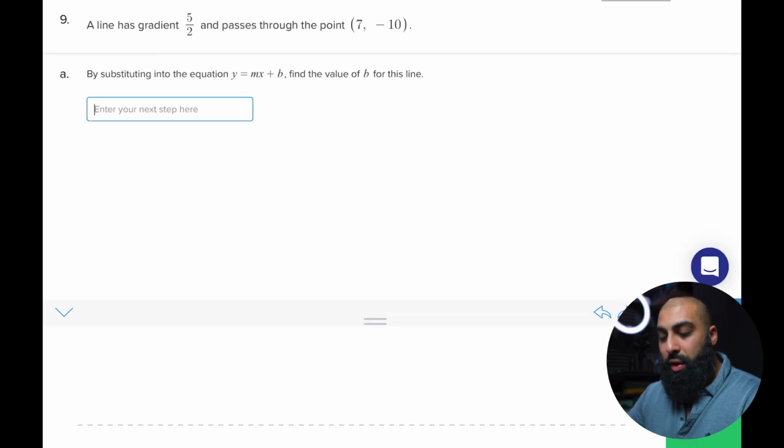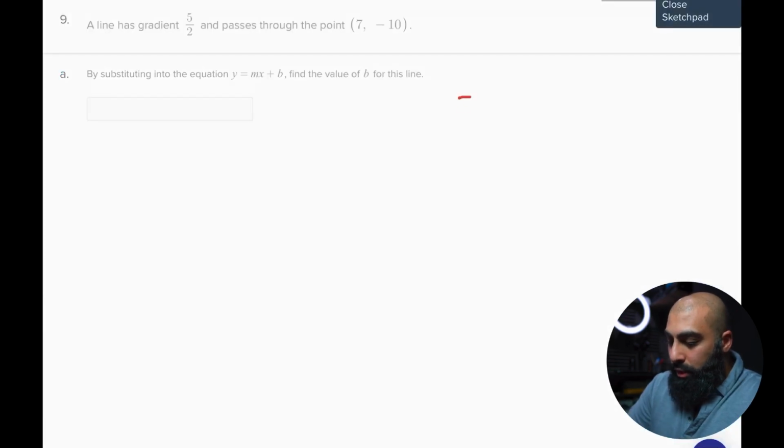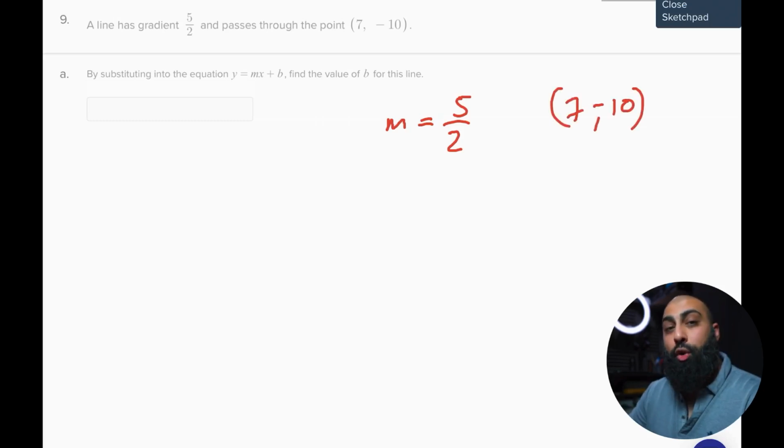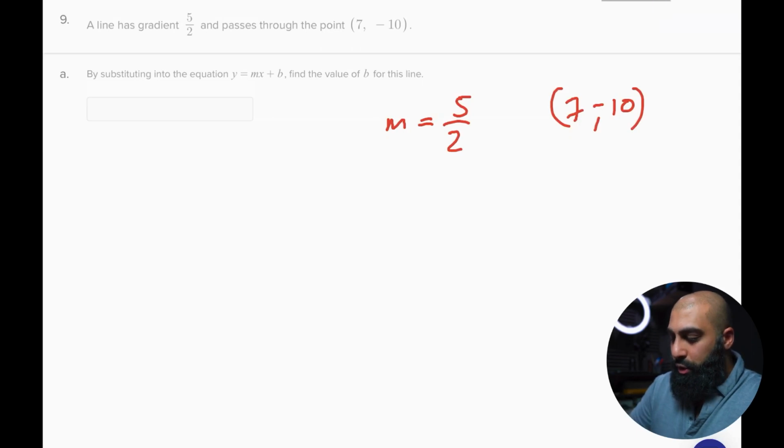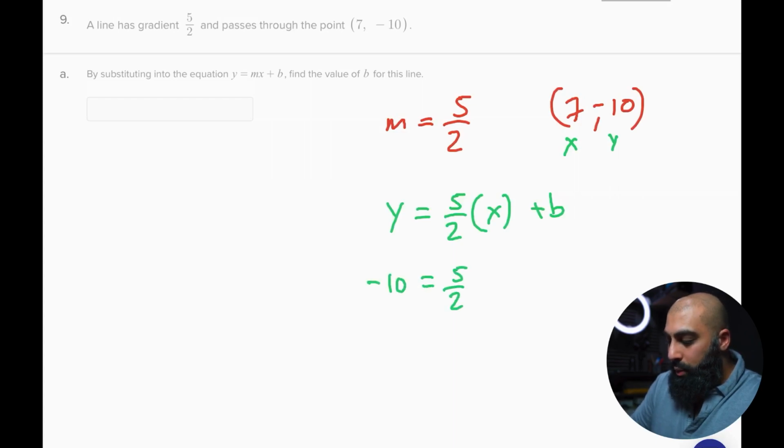Question 9 says, a line has a gradient of 5/2 and passes through the point 7, minus 10. By substituting into the equation y equals mx plus b, find the value of b for this equation. So let's do that then. We've got the gradient is 5/2, and we've got the point 7, minus 10. So all we need to do is just substitute these values of x and y and m into the equation. Remember, we're going to substitute minus 10 over here, and we're going to substitute 7 over here to find out what the y-intercept is, in this case b, okay?